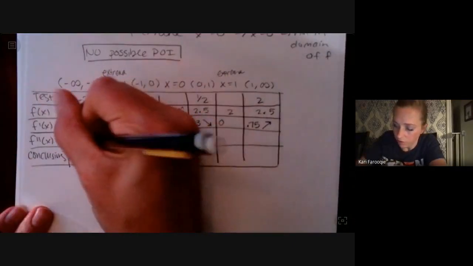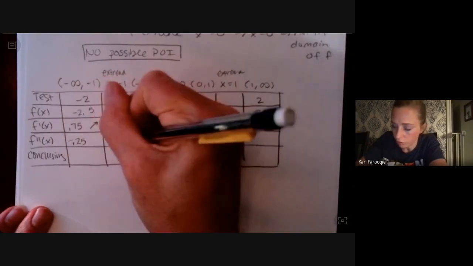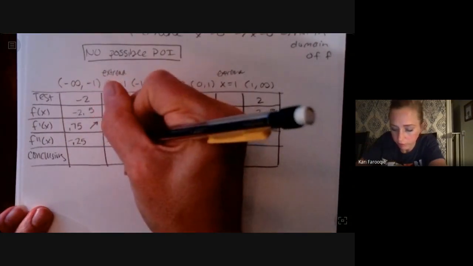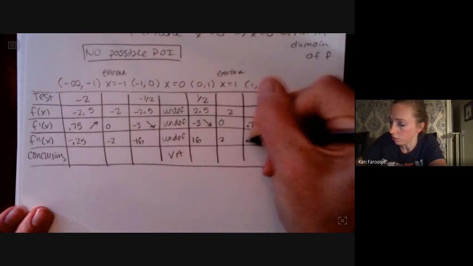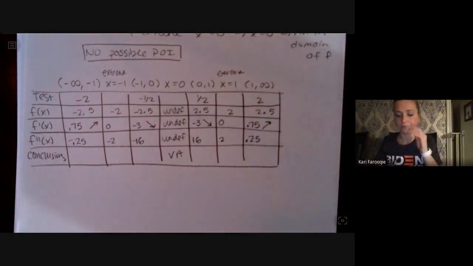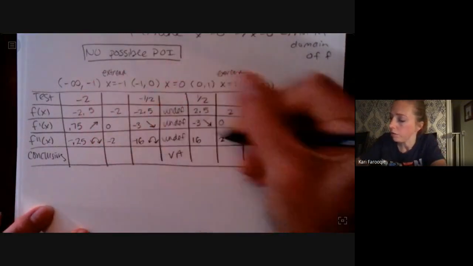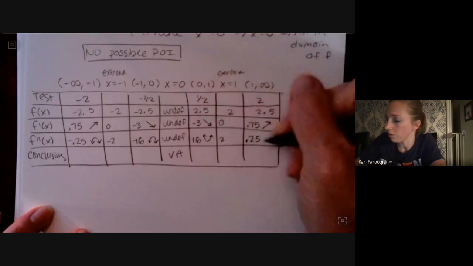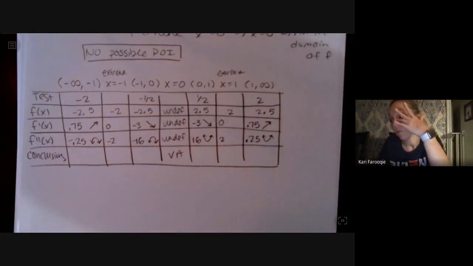F double prime, -0.25, -2. I don't even need this value. I have it, so I'm using it. -16, +16, 2, and 0.25. So we are concave down, concave down, concave up, concave up. Now, we didn't have any possible points of inflection, so we weren't looking for that concavity to change.